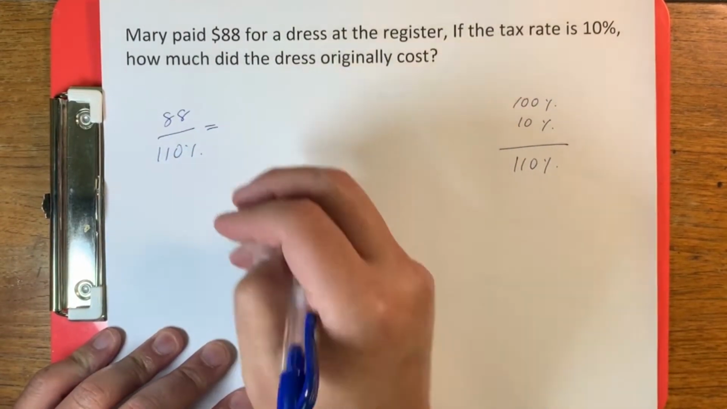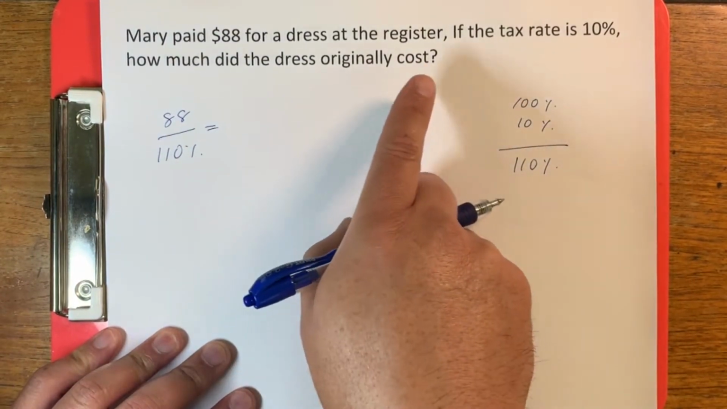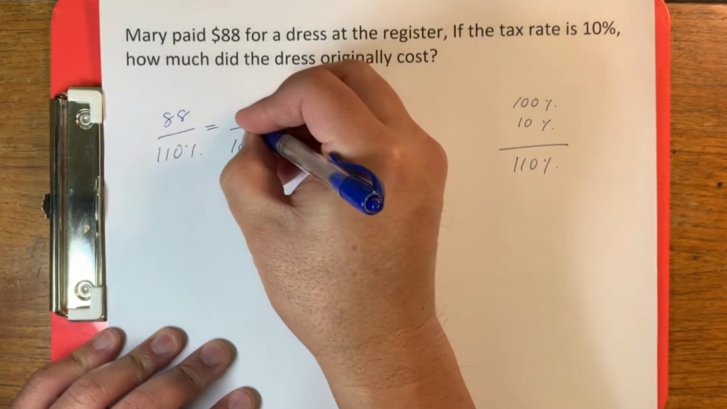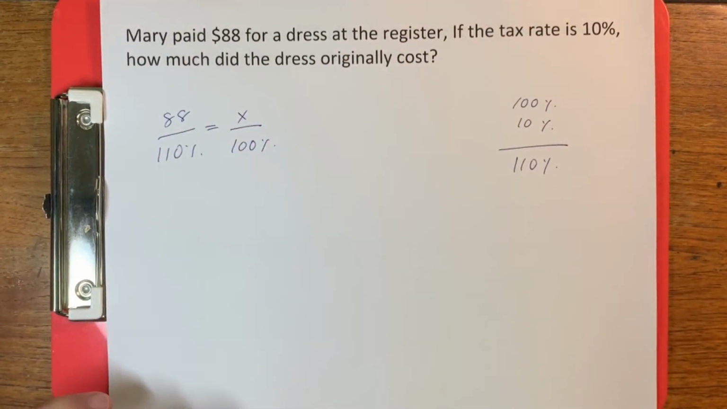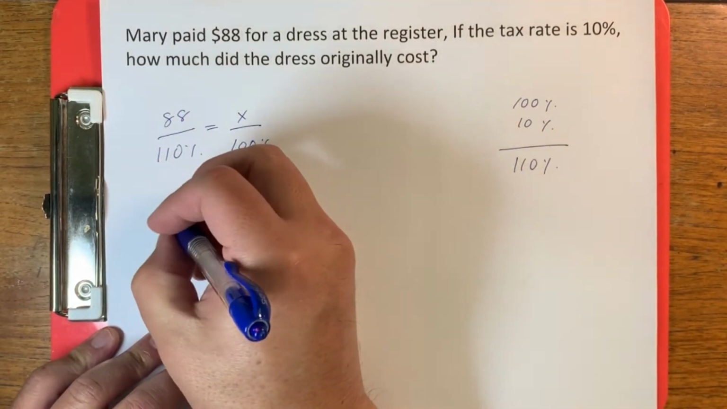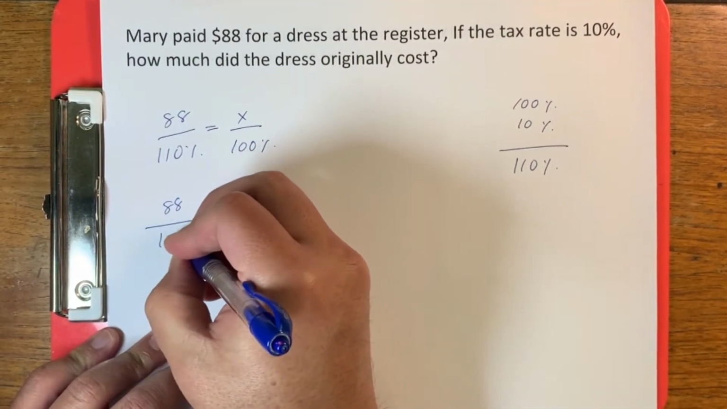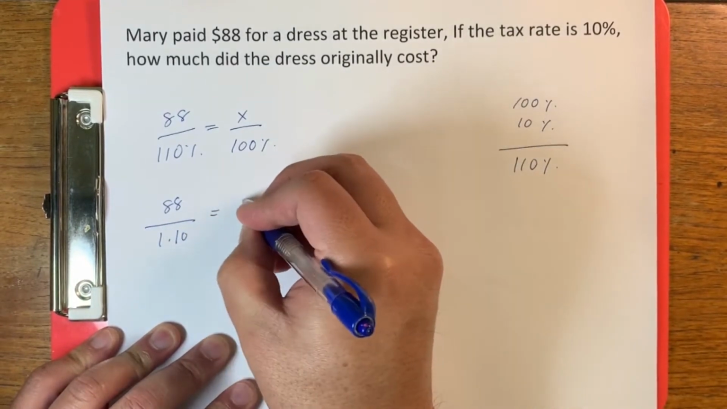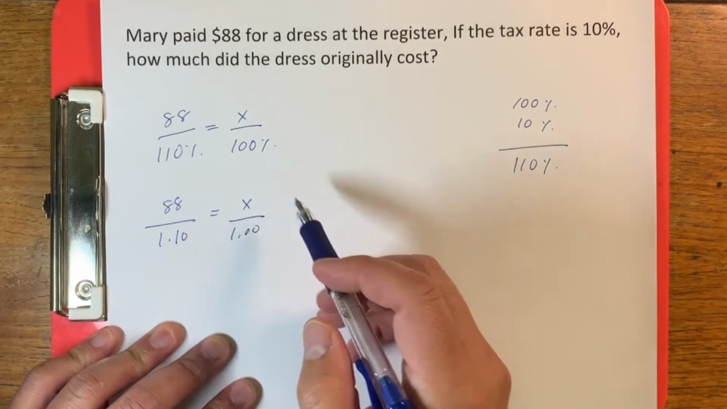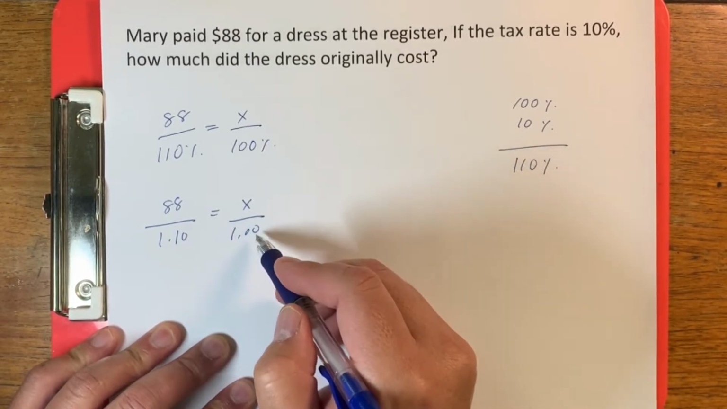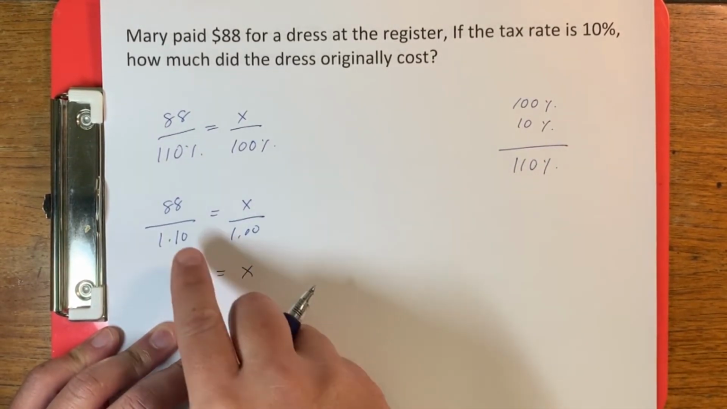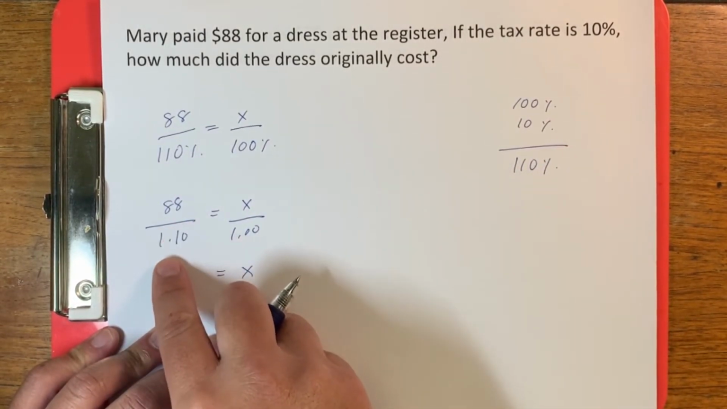Now, what we want to know is how much did the dress originally cost? All right, the original cost of the dress is 100%. And we don't know the value of that dress. So let's convert the percents to decimal. Now over here, we can do cross multiplication, but we don't have to because x divided by 1 is x. So all we're trying to do is figure out what 88 is divided by 1.1.